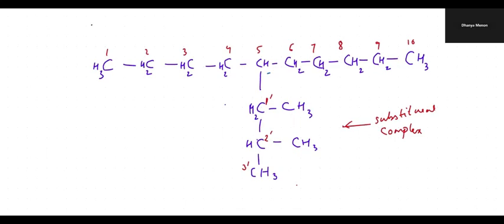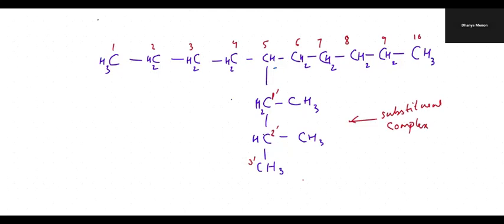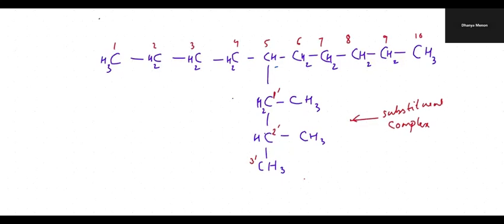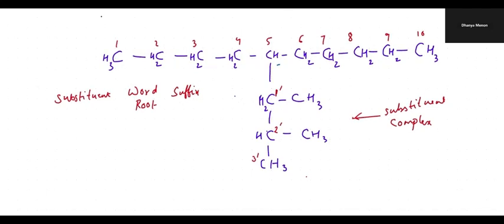Okay, coming to the naming, always we write the name of the substituent first with the position, then the word root, and then the suffix if there is a double or triple bond present. Okay, at what position is the attachment? At the fifth position. Oh, we didn't check from the reverse order. I think from the reverse order also it would be the same.